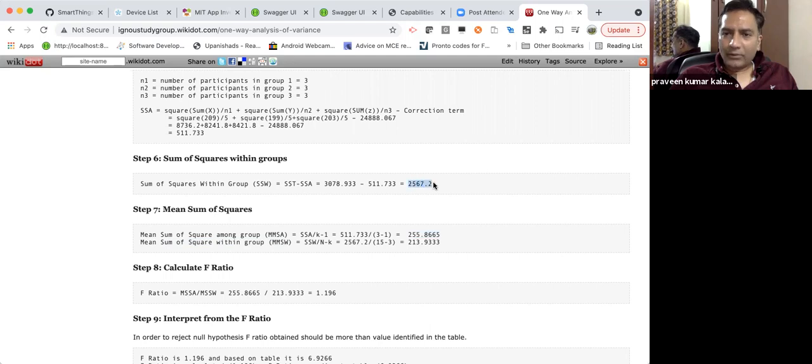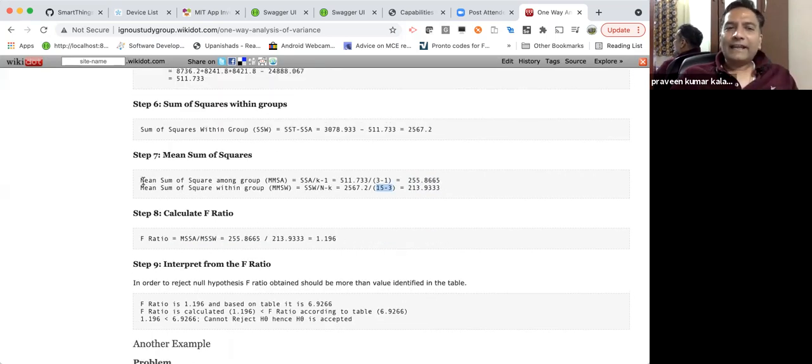Okay, so now what is the mean sum of squares within groups? Whatever the amount that I got as sum of squares within the group, I divide it by the total number minus the number of groups. That means 15 minus 3, that is 12 here. So this is sum of squares within the groups. Okay. So this is variance among groups, this is variance within groups.